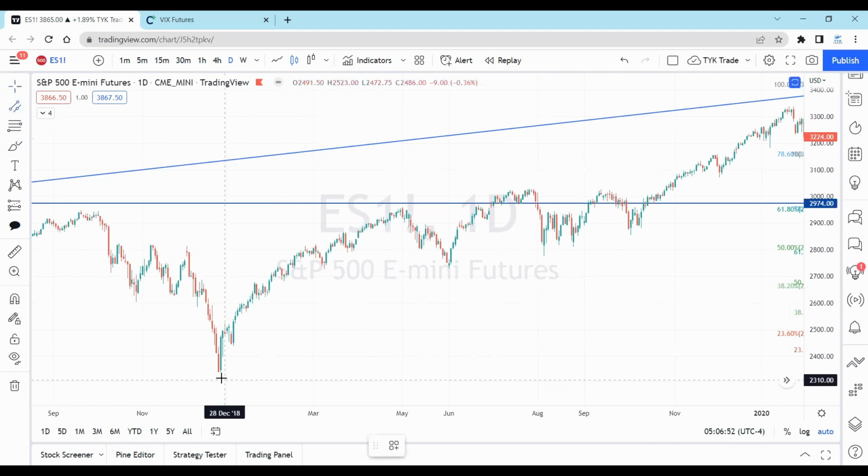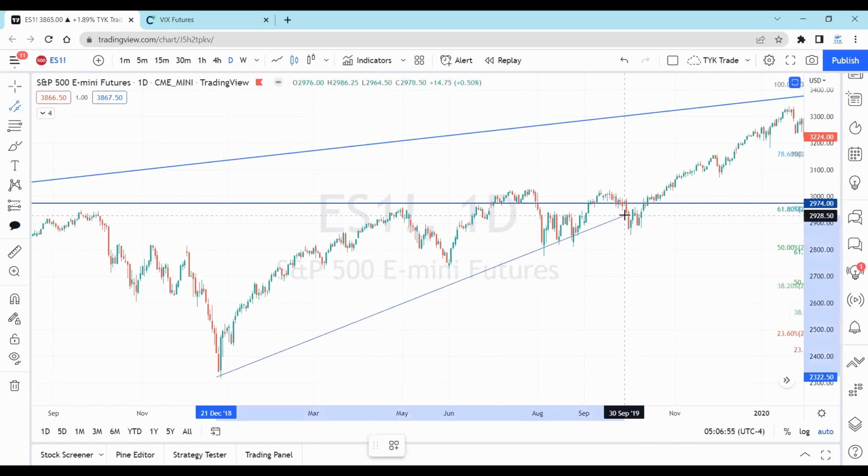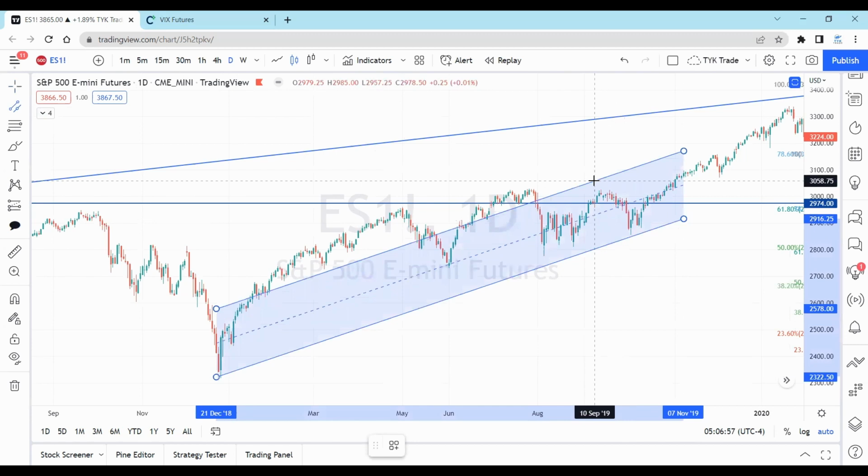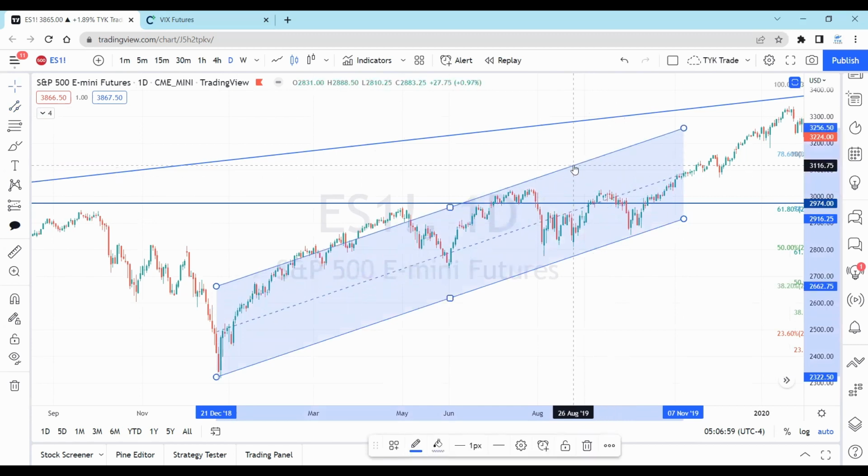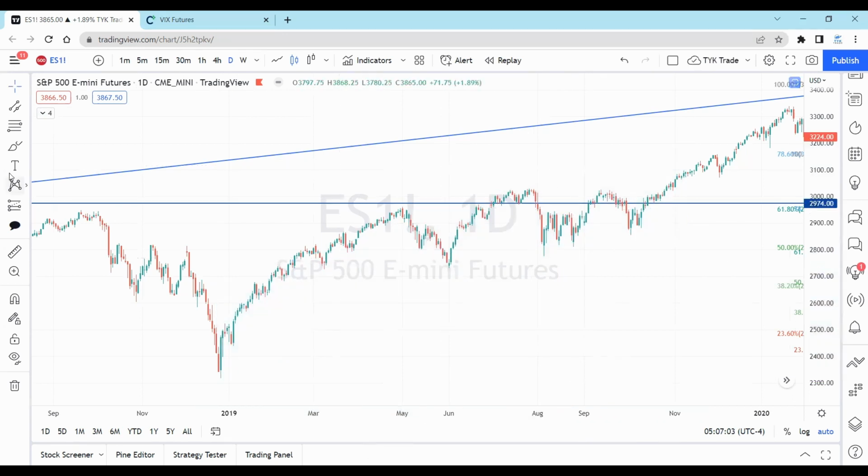You could not draw a channel here the whole time, but you could draw a sideways channel. So the best thing you could have drawn would have been up and then sideways and then up. I'll show you.